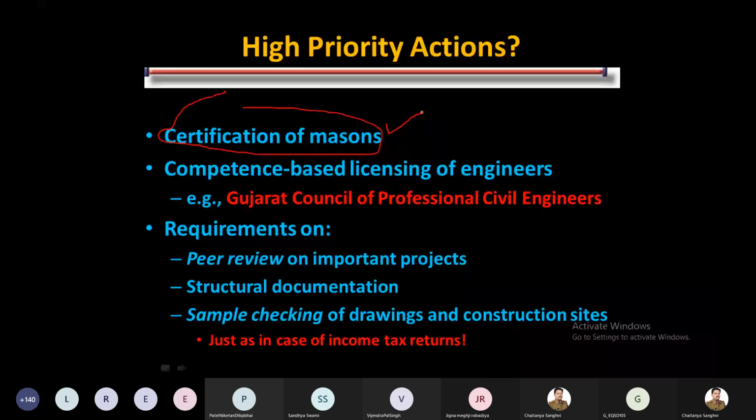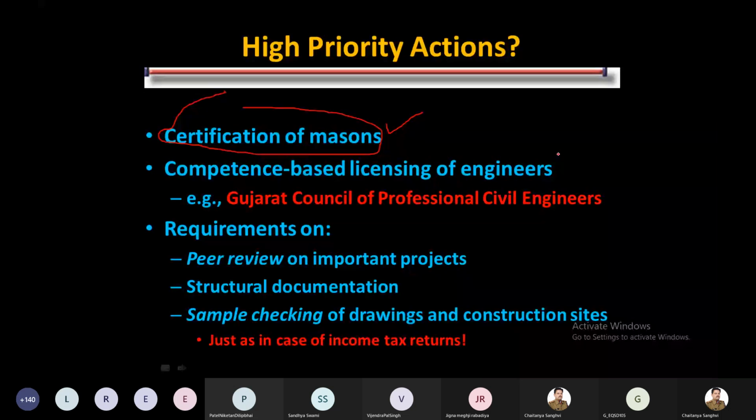So right now the Gujarat Institute of Disaster Management is involved in the mason training in Gujarat, and it is still going on. It's good. Now, the competence-based licensing of the engineers, right? How the licensing has been done, I tell you.